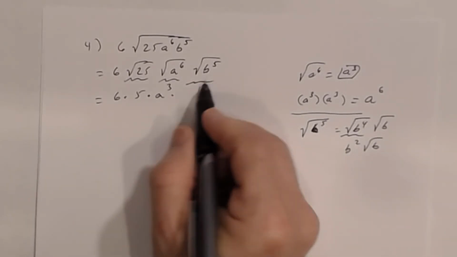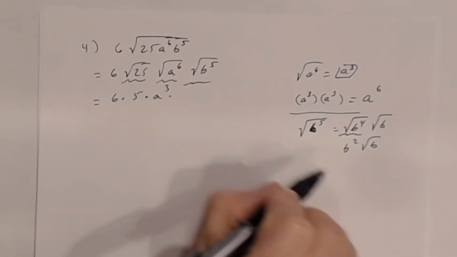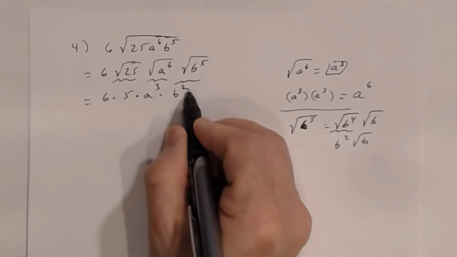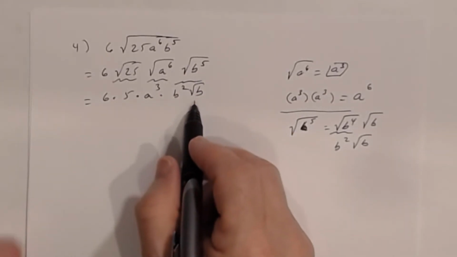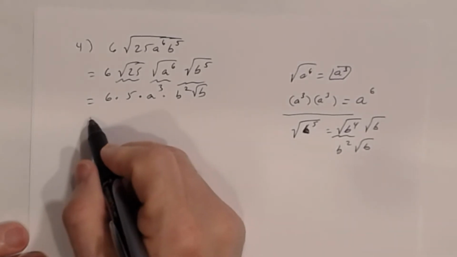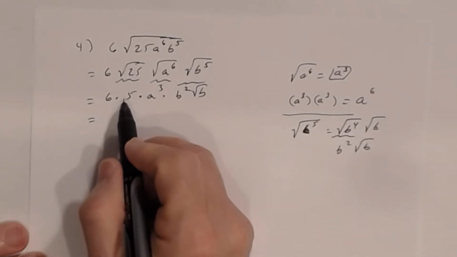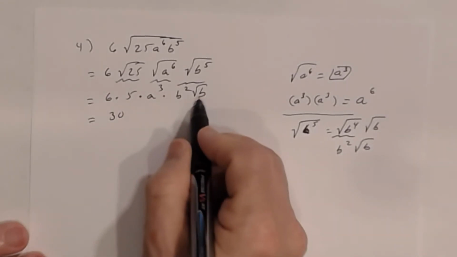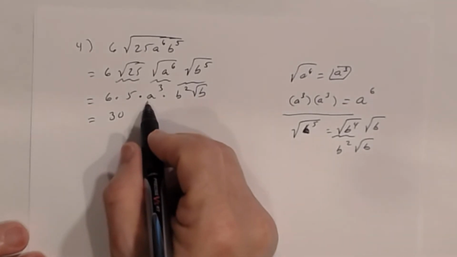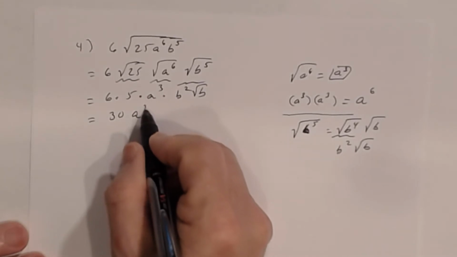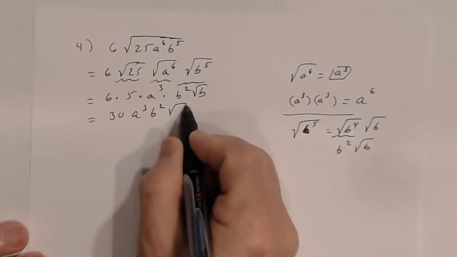And so this right here, I'm going to rewrite as what I just wrote there, b squared, square root of b. And the next thing you want to do is to rewrite this in a better way. 6 times 5 is 30. And now there's only one square root here, so put that on the end. And we get 30 a cubed b squared square root of b.